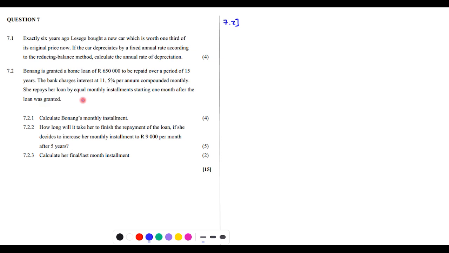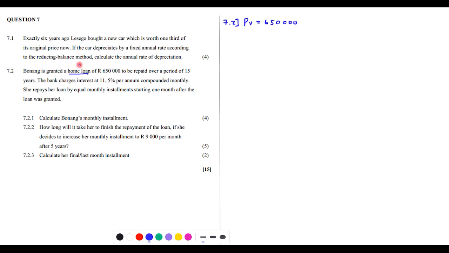All right. Now here, what are the keywords? A home loan, right? So Bonang got a home loan. This means this money of 650,000 was the money that was given to her in the present tense. So here we have a present value of 650,000, right?